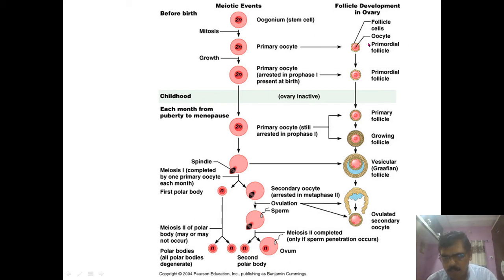This is the primary follicle or oocyte. This is the primordial follicle. Then it develops into the primary follicle, then the secondary or growing follicle, then the vesicular or antral follicle. And at the 14th day of the cycle, what happens? There is a release of the ovum proper from the Graafian follicle into the abdominal cavity for fertilization.